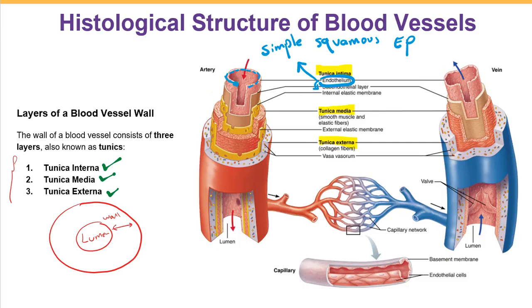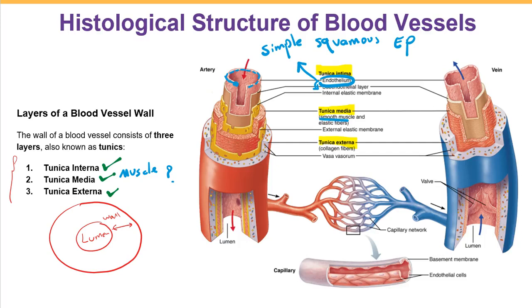And then tunica media, which is the middle layer, is mostly composed of muscle. So the muscle tissue would be found in tunica media. But do you remember what type of muscle tissue? We talked about skeletal muscle tissue, cardiac muscle tissue, and smooth muscle tissue. So the type of muscle tissue found in the wall of the blood vessels in tunica media is the smooth muscle.